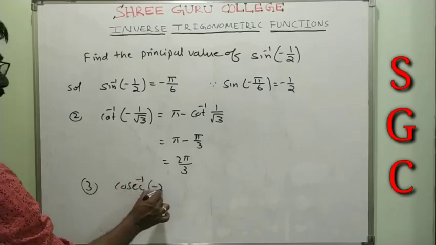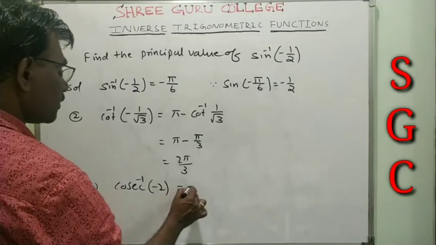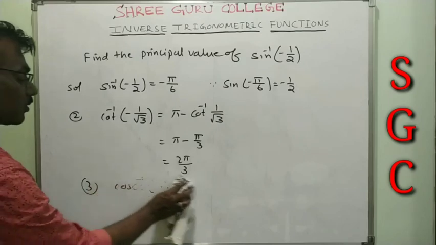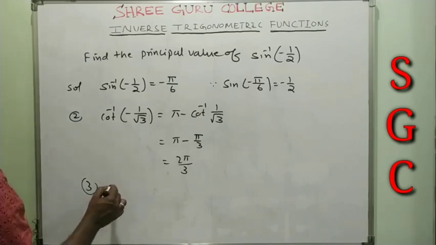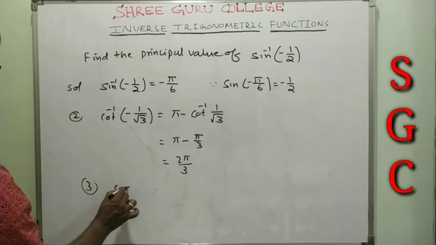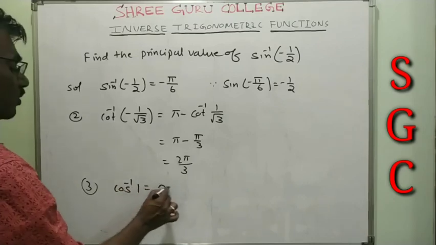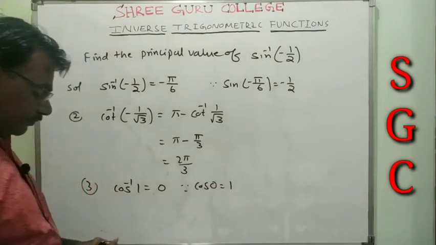Cosec inverse of minus 2. Find the principal value of cos inverse of 1, which is 0, because cos 0 is 1.